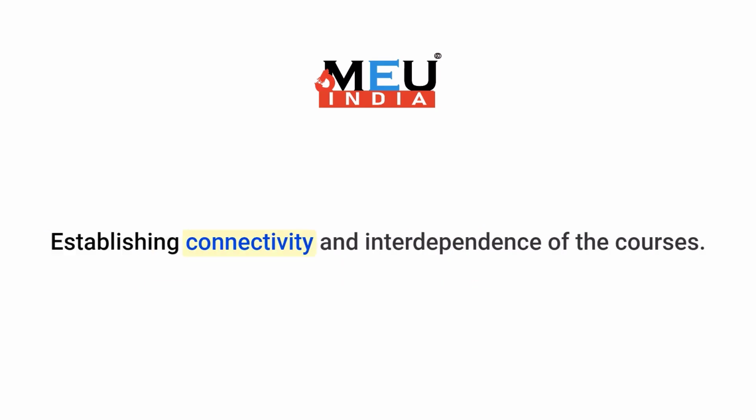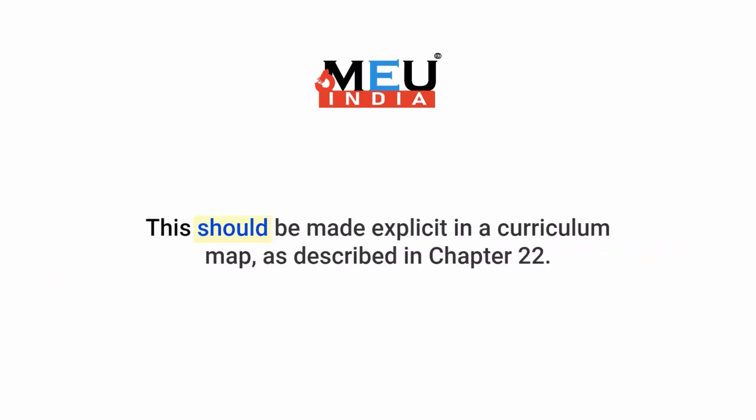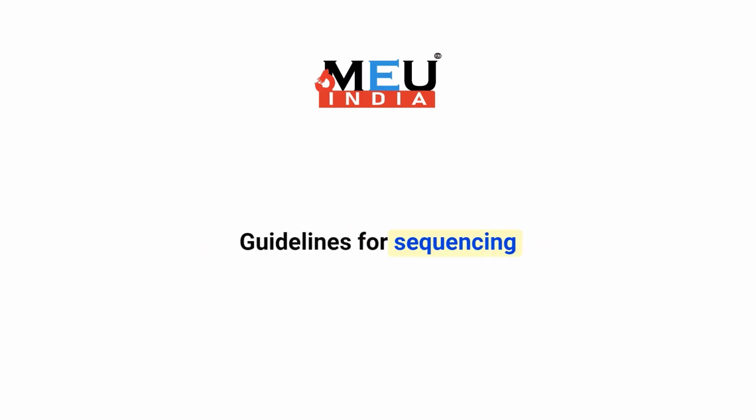Establishing connectivity and interdependence of the courses. Students should be assisted in identifying connections between courses in terms of what they are currently learning, what they have previously learned, and what they have still to learn. This should be made explicit in a curriculum map as described in Chapter 22.